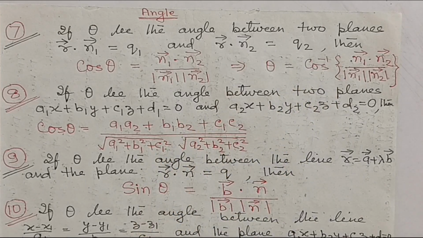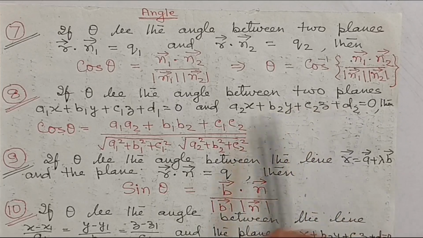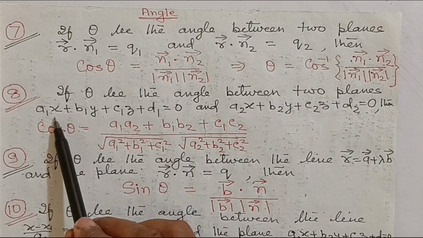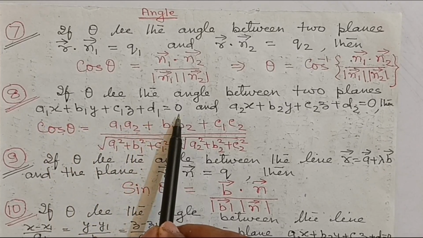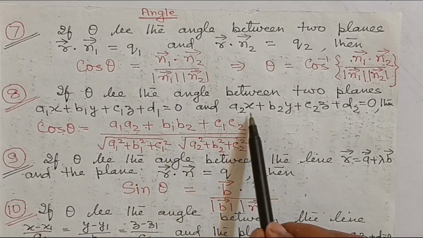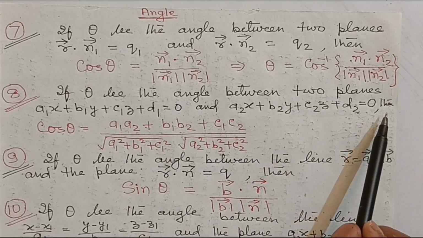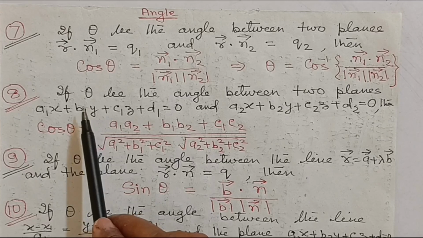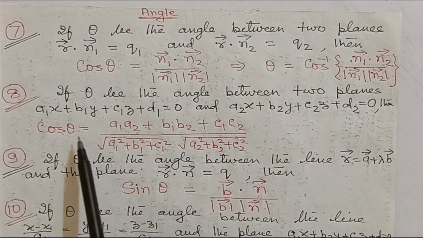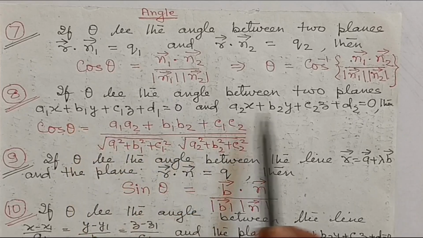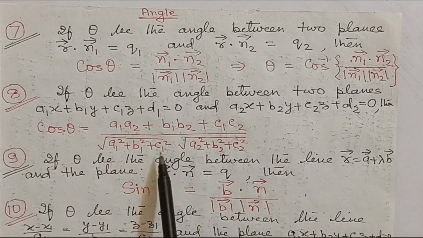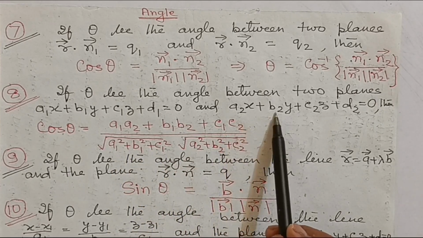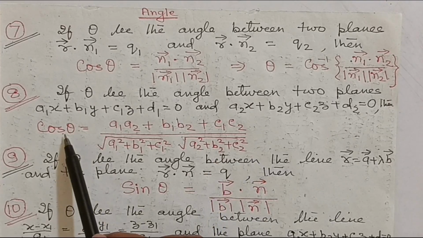Now it's Cartesian. If theta be the angle between two planes whose equations are given, plane 1 whose equation is a1x plus b1y plus c1z plus d1 is equal to 0, and the equation of the second plane a2x plus b2y plus c2z plus d2 is equal to 0, then the angle between these two planes is theta. The cos theta is equal to a1 a2 plus b1 b2 plus c1 c2 upon square root a1 square plus b1 square plus c1 square into square root a2 square plus b2 square plus c2 square. Theta is equal to cos inverse this.